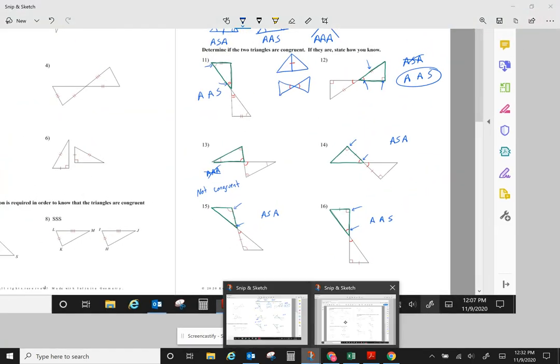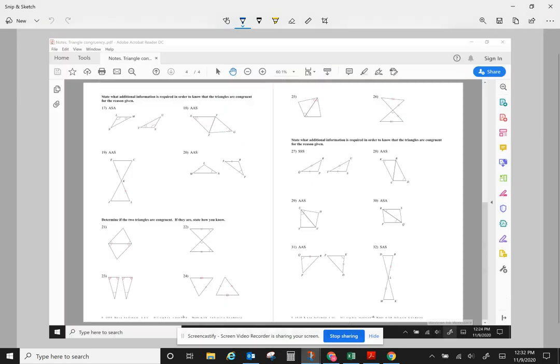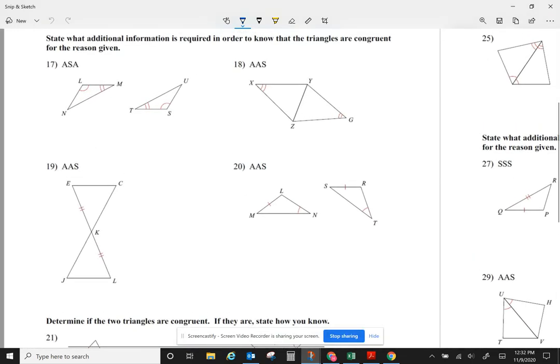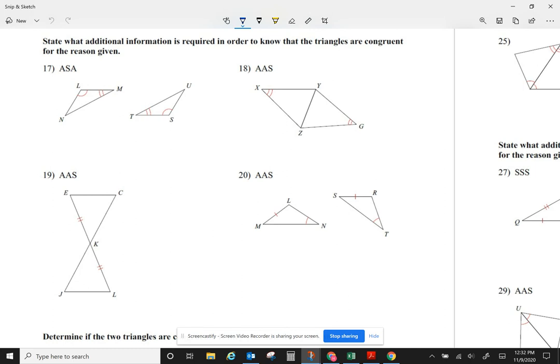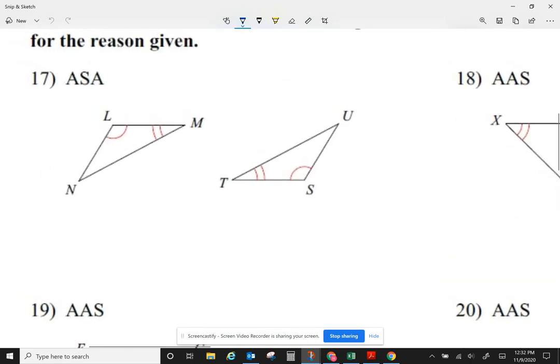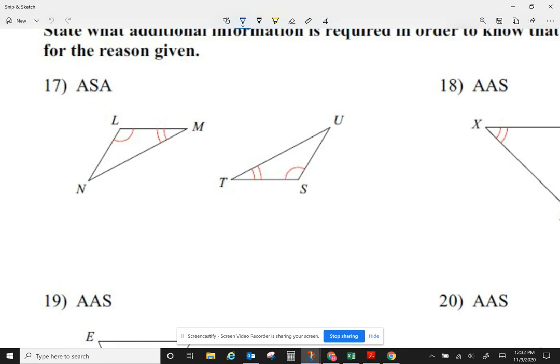Now let's take a look at something like this. It says, state what additional information is required in order to know that triangles are congruent for the reason given. So for question number 17, I want these triangles to be angle, side, angle. So two angles and the side in between. From the 3 marks you're supposed to have, 2 of them are given. And I'm asking which one am I missing?